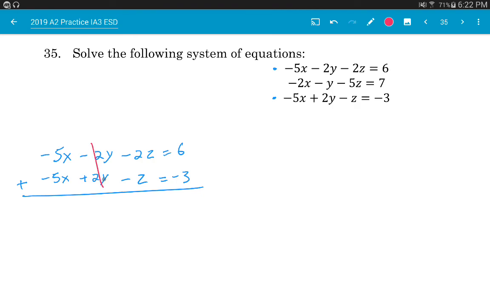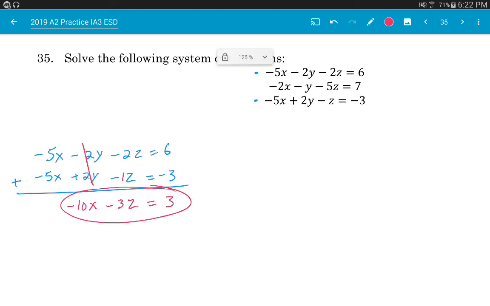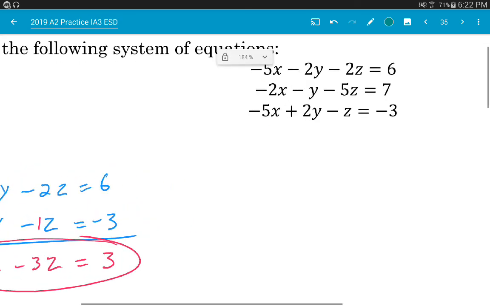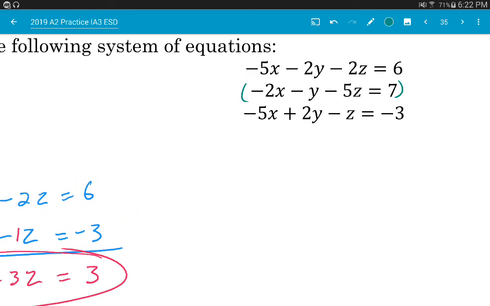When I cancel out the y's, I'm going to get negative 5 and negative 5 is negative 10x. Negative 2 and negative 1 is negative 3z. And 6 plus negative 3 is 3. Now that's a big move. Now y is gone. I'm going to want to do that again, but with a different set of equations. So here's my move. I'm going to distribute into this equation a 2. That gets me negative 4x minus 2y minus 10z equals 14.